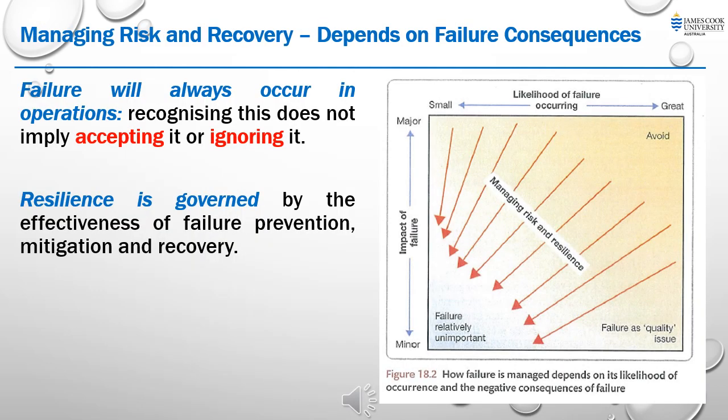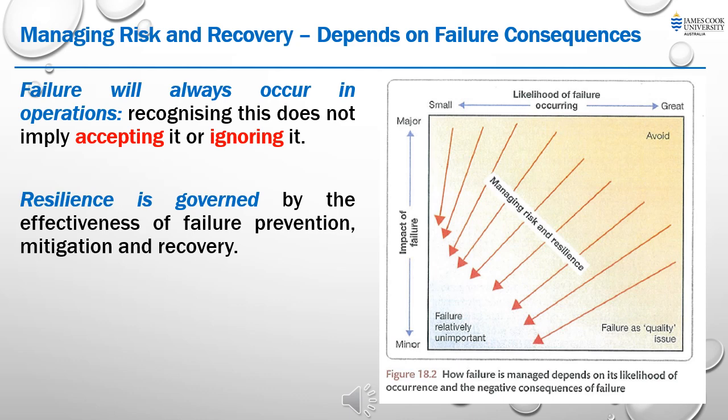Failure is an inevitable part of any operational process, and it's important for organizations to recognize this and be prepared to effectively prevent, mitigate, and recover from failure. Effective failure prevention involves identifying potential risks and implementing strategies to prevent them from occurring. This can include process improvement, employee training, and the use of technology automation to minimize the risk of human error.